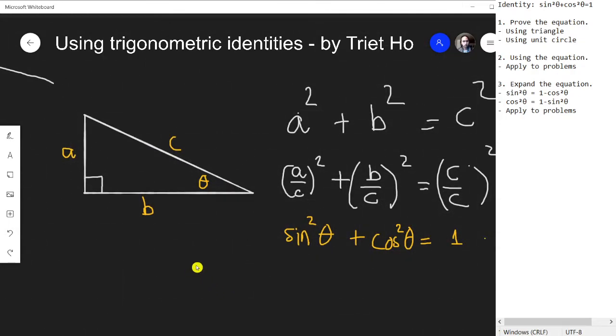So you have a right triangle with three sides and one angle like this, and we know that a squared plus b squared equals c squared because it's a right triangle. And if you divide both sides by c squared, you get the identity we're using today: sine squared theta plus cosine squared theta equals 1.